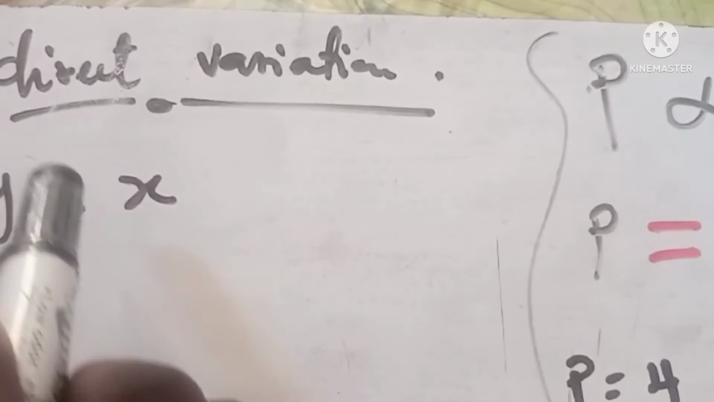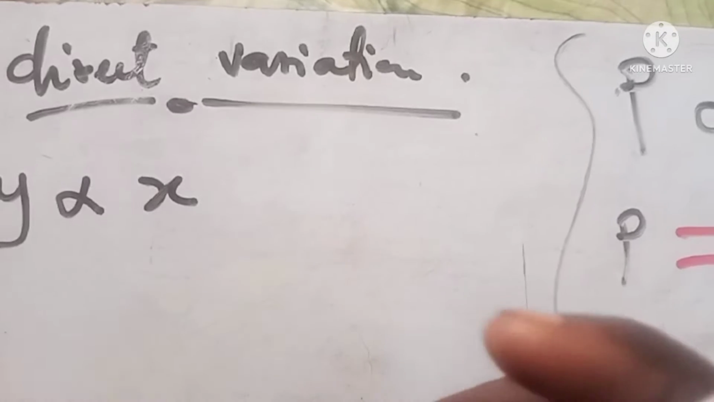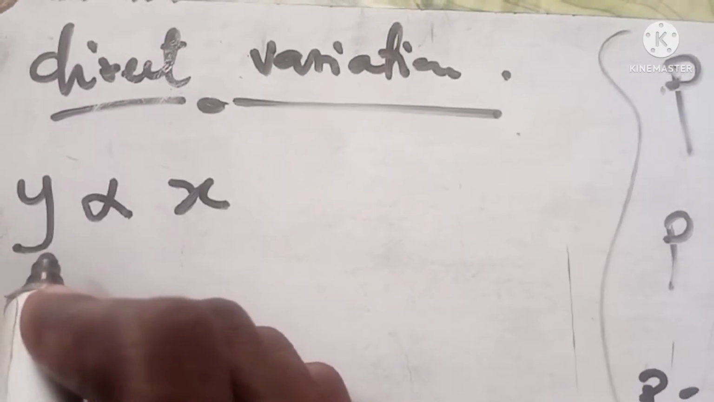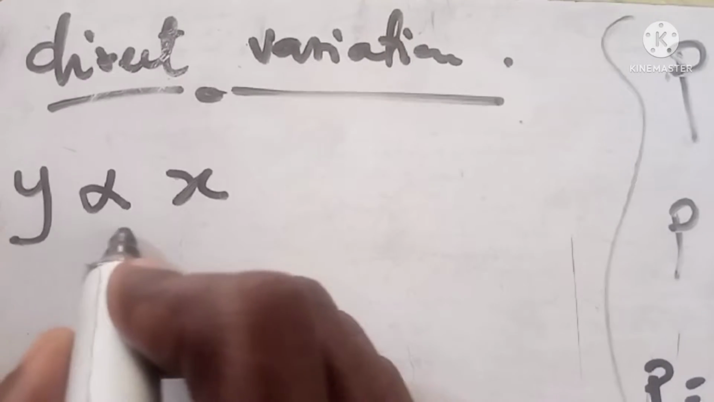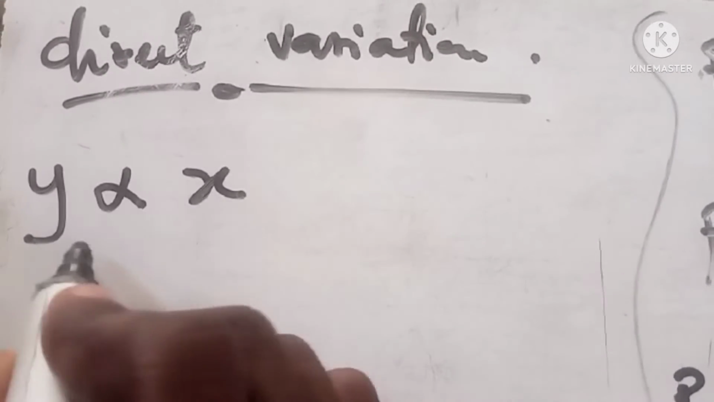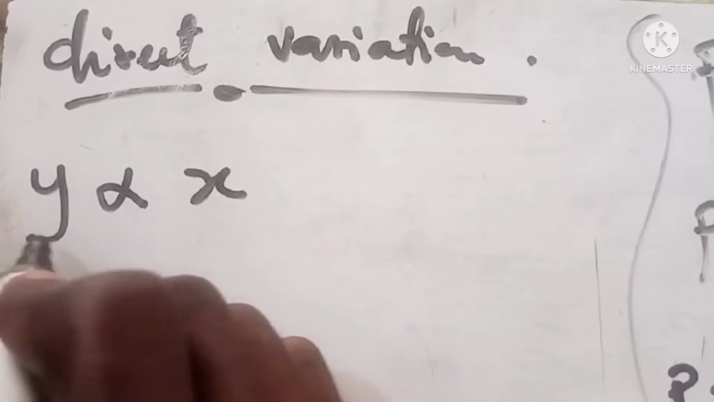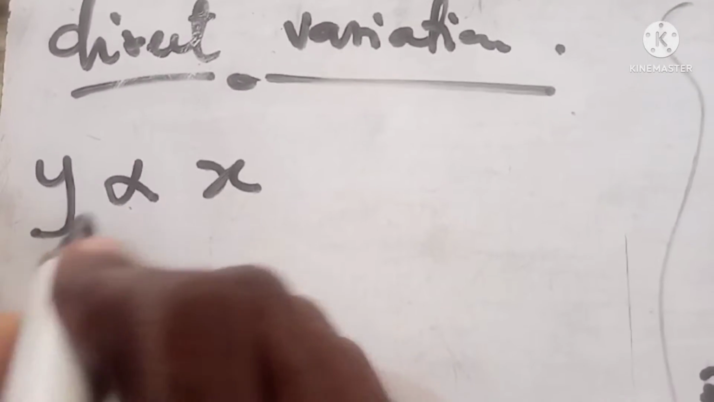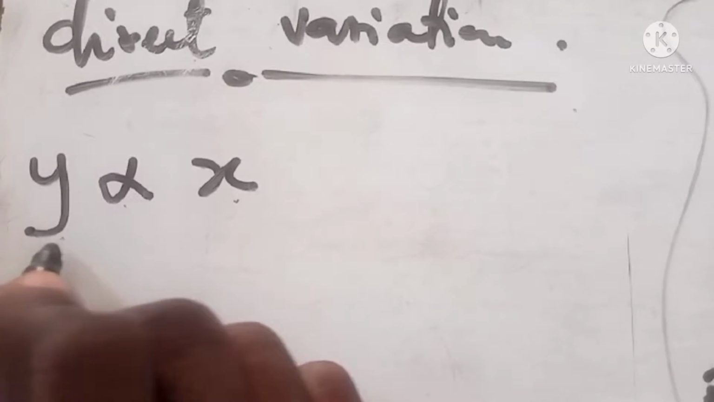This is direct variation. The idea of direct variation is that when they say y, or any other variable, varies directly as s. This is just an example. When it says something varies directly as s, this is the symbol that we are using. So y varies directly as s. This is how you should write it.